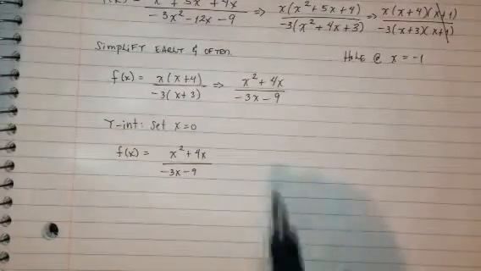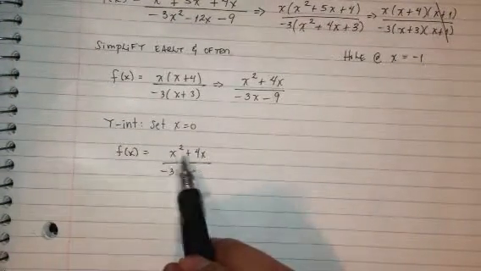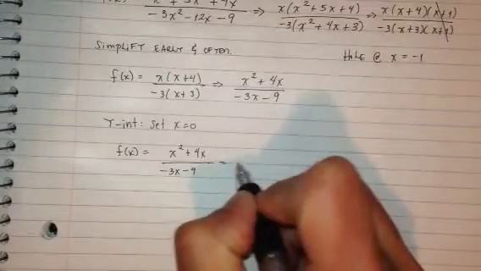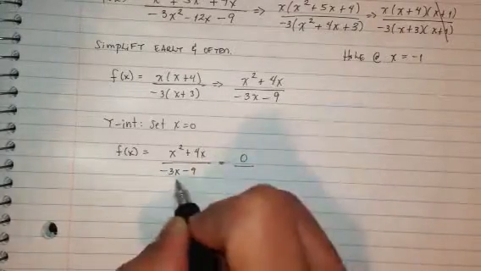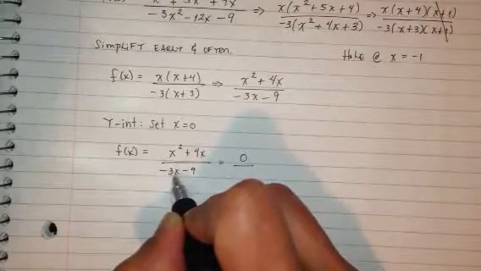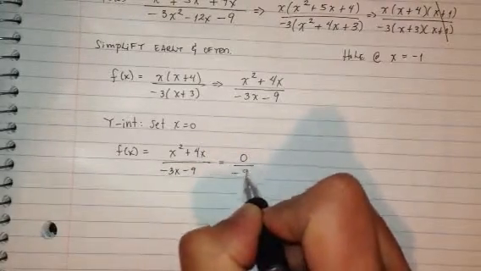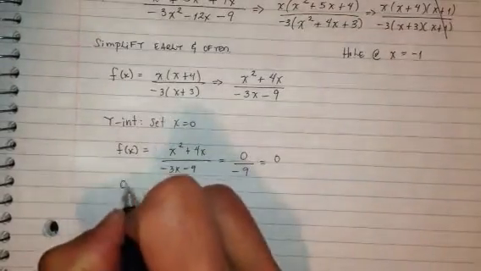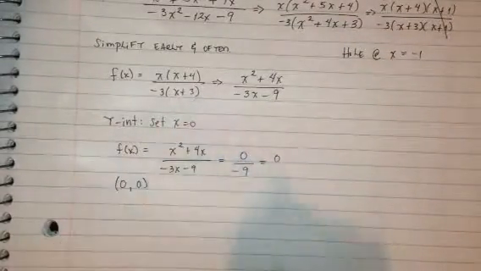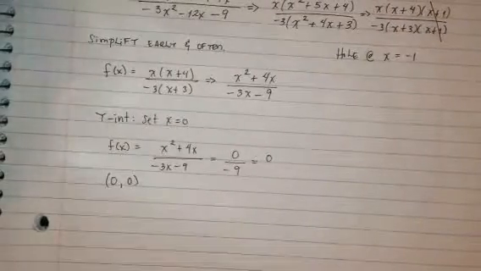If I set x equal to 0, this is 0, this is 0, we're going to get 0 plus 0. And then 0 divided by, what is that? 0 minus 9 is -9. Therefore, the answer is 0. So my y-intercept is (0, 0). And that's great. That's another point of reference.